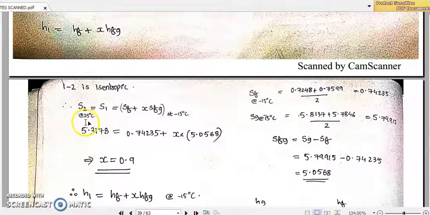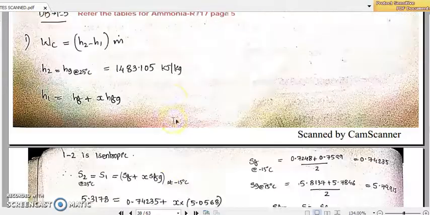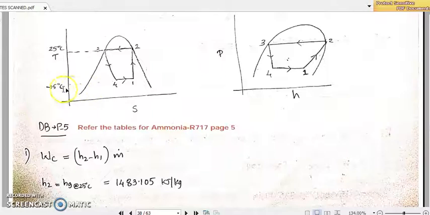So now let us continue with our discussion. S2 is nothing but S1, but this S1 was nothing but SF plus X into SFG. And what is the temperature of this refrigerant at 1? It is minus 15 degrees Celsius. That is already given in the question. That is already marked in the TS diagram. T4 and T1 will be minus 15 degrees Celsius.